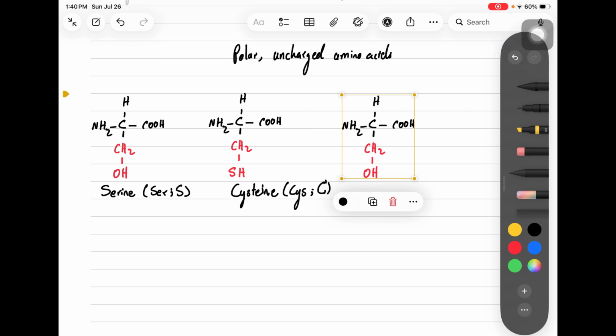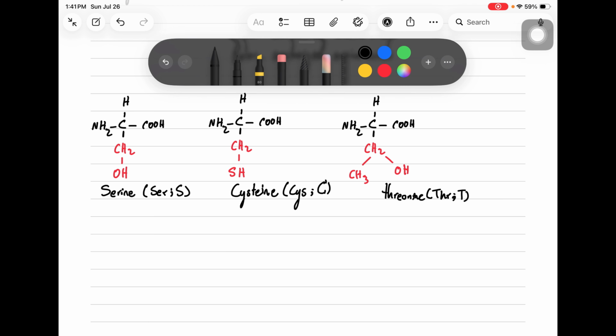Now the next group is threonine. I'm gonna put it right here, and basically the difference between serine and threonine is that there is one extra methyl group to it. So we're gonna draw the methyl group here and another OH group here, and this is called threonine. We're going to show it with THR, T.